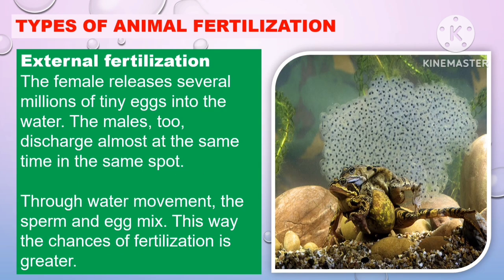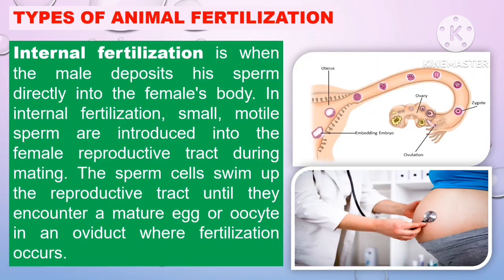In external fertilization, the female releases several millions of tiny eggs into the water. The males discharge almost at the same time in the same spot. Through water movement, the sperm and egg mix. This way, the chances of fertilization are greater.